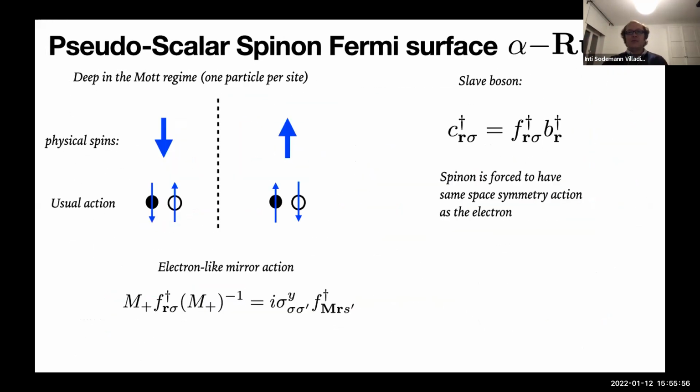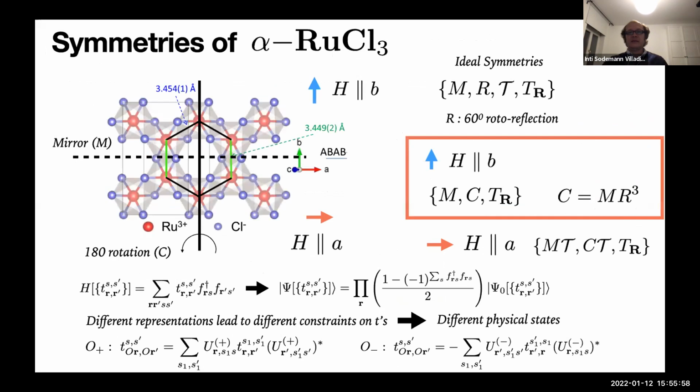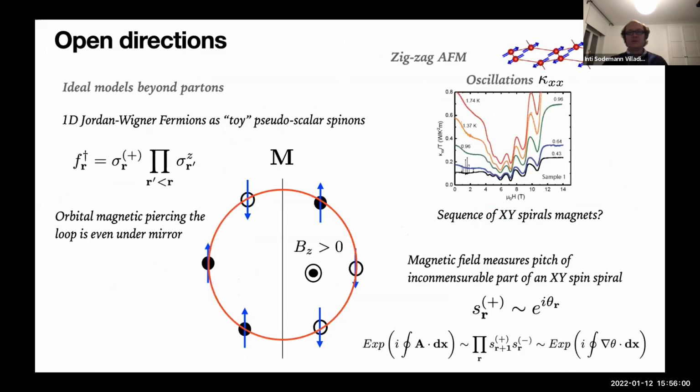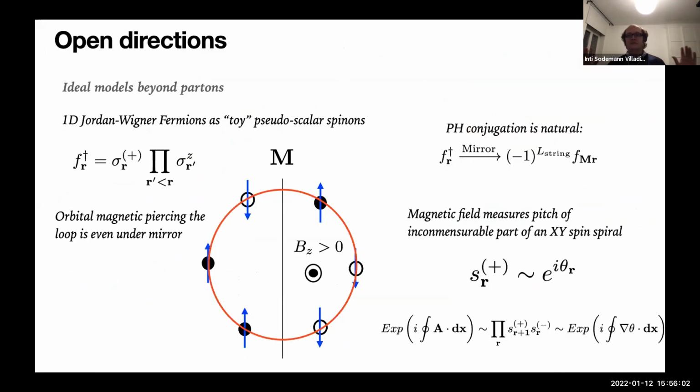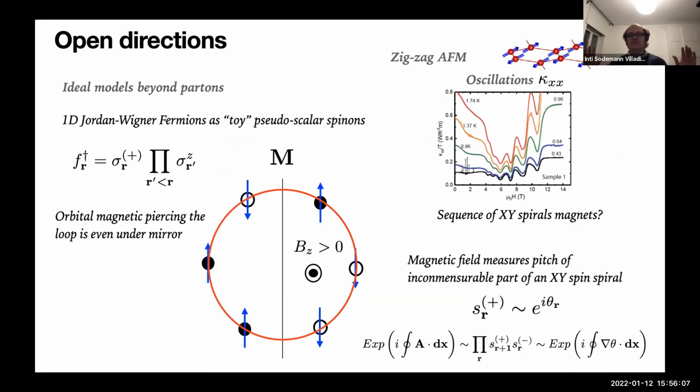Now, this is the part that I was trying to hint at the end, although I went too fast. What is the physical field of Jordan-Wigner fermions in a ring? The physical field of Jordan-Wigner fermions in a ring is just some kind of correlation among the spins. It's a correlation in which the XY projection of the spins, just picture these spins as if they were classical rotors, so they have a well-defined XY projection, okay?